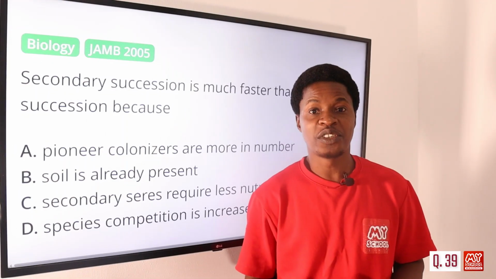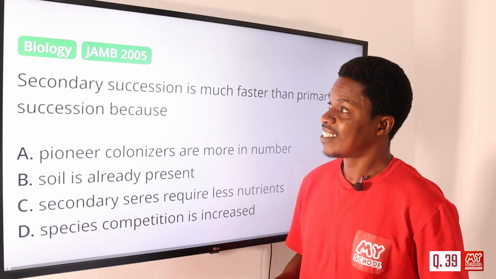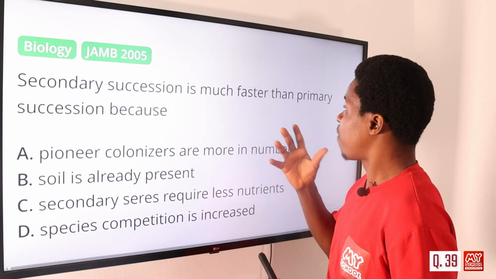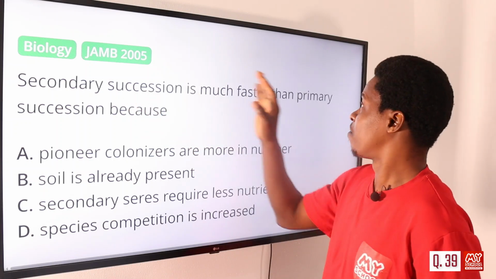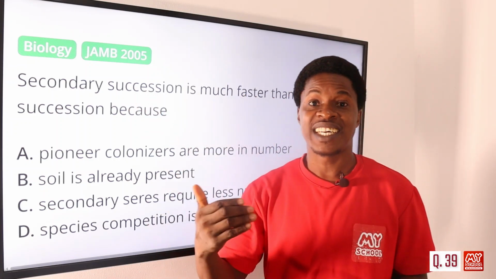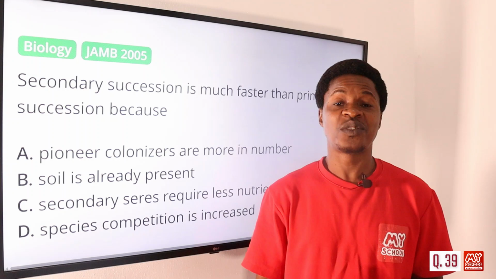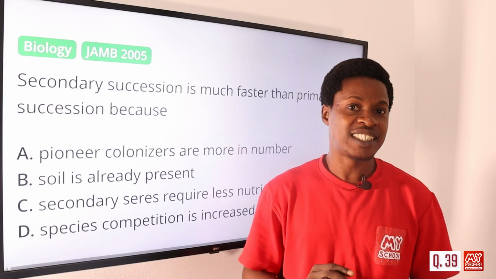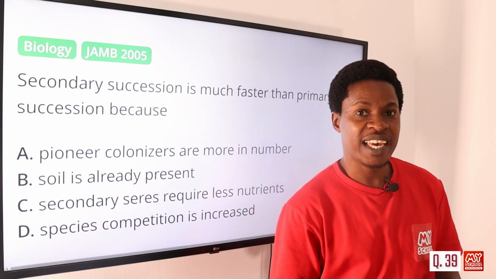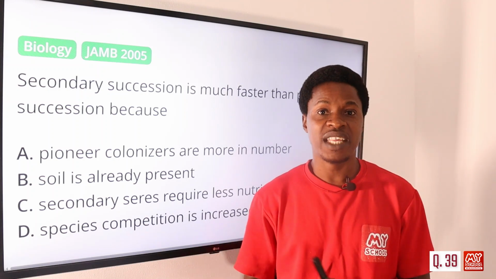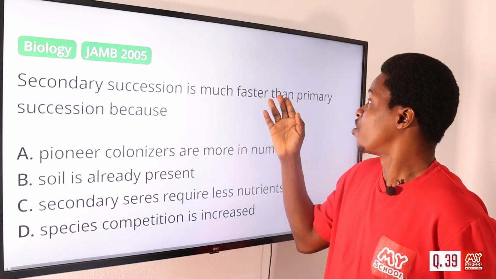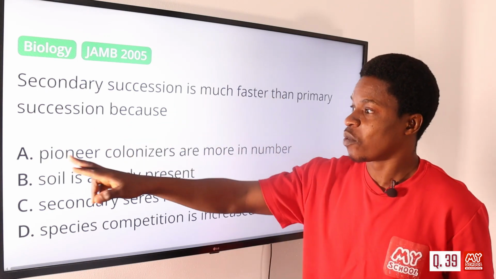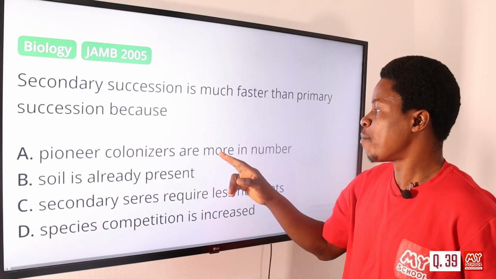Now we are moving on to question number 39. Secondary succession is much faster than primary succession because what? Primary succession is a kind of ecological succession that takes place where no life has existed before. It is happening on bare ground, no animal is living there, no plants living there. So it is just starting up, okay? Option A says pioneer colonizers are more in number.